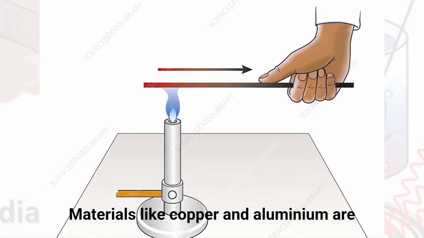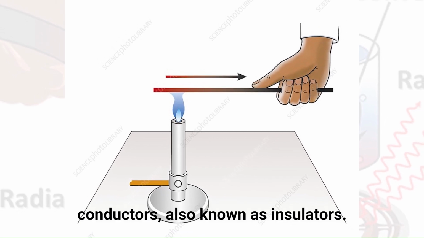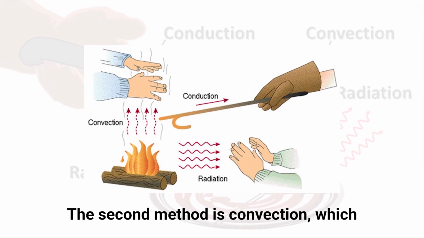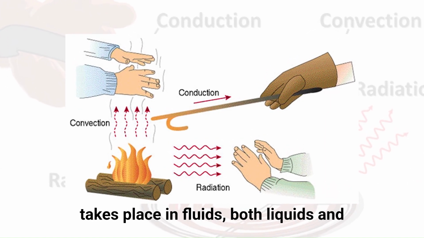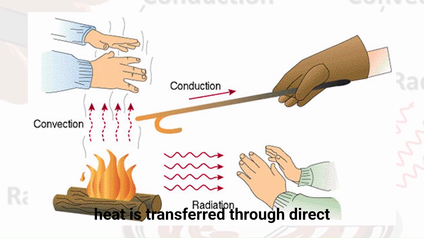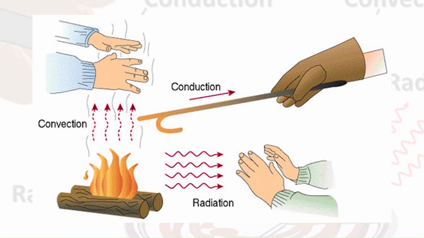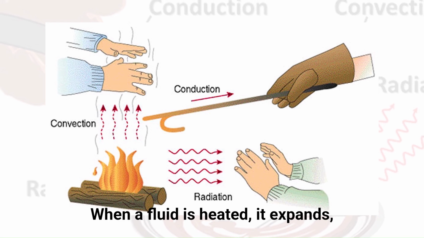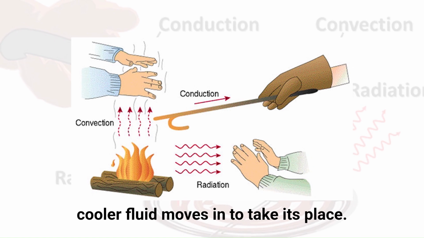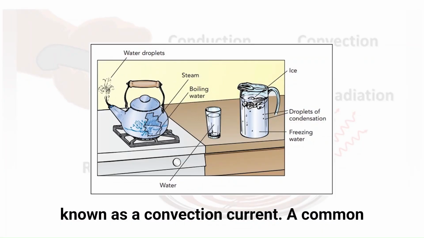Materials like copper and aluminum are excellent conductors, whereas materials like wood and plastic are poor conductors, also known as insulators. The second method is convection, which takes place in fluids, both liquids and gases. Unlike conduction, where heat is transferred through direct contact, convection involves the movement of particles within the fluid itself. When a fluid is heated, it expands, becomes less dense, and rises, while cooler fluid moves in to take its place. This creates a continuous circulation known as a convection current.